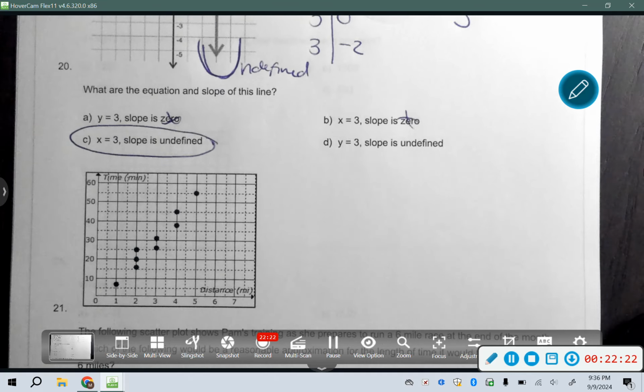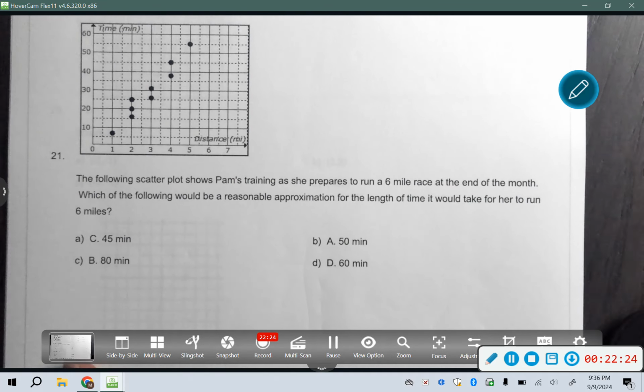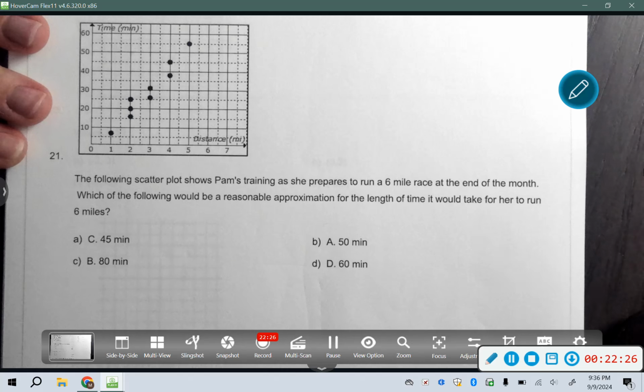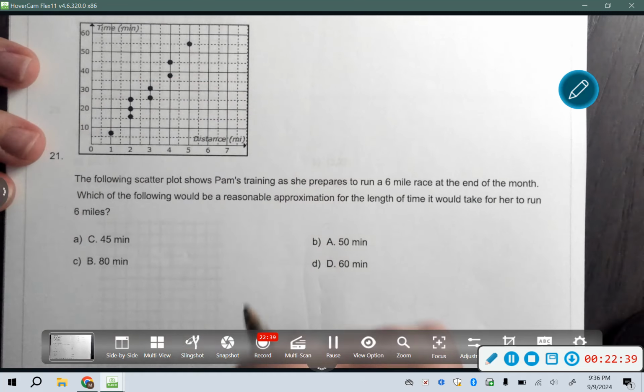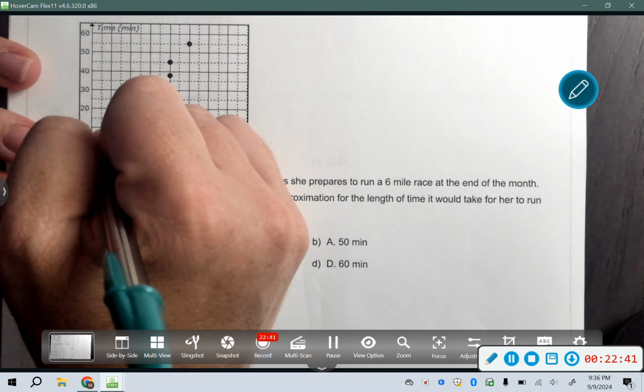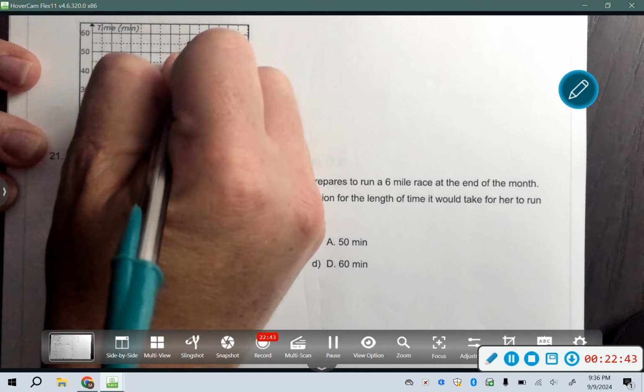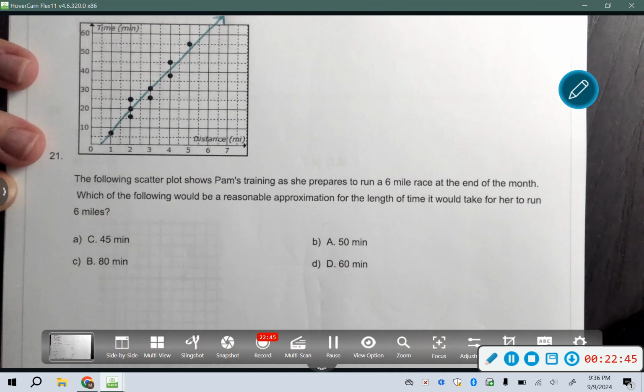Okay, let's look at 21. It says the following scatter plot shows Pam's training as she prepares to run a 6-mile race at the end of the month. Which of the following would be a reasonable approximation for the length of time it would take for her to run 6 miles? Anytime it wants us to predict, we're drawing a trend line.